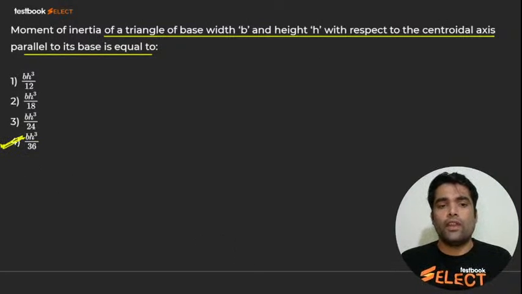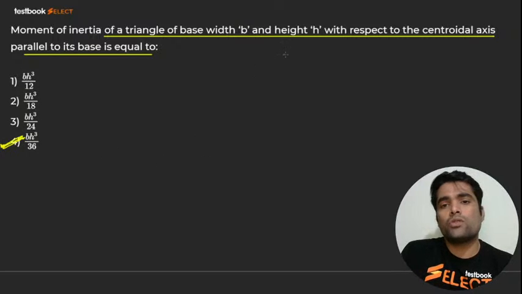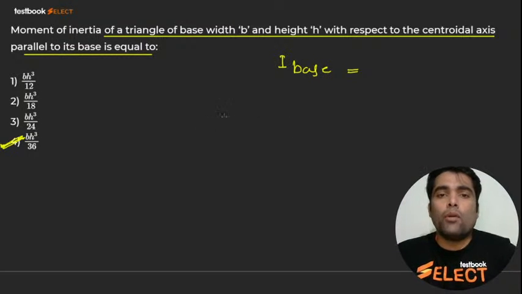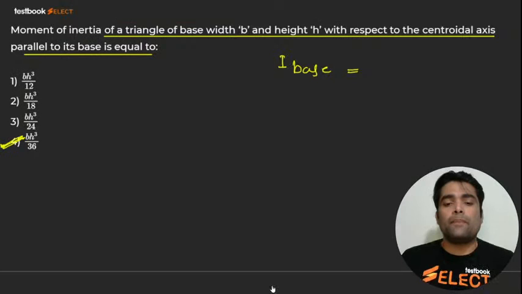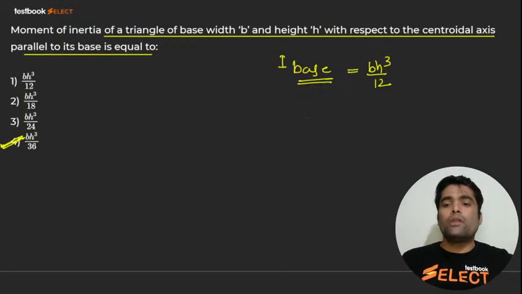Fourth one. Very good. What about this one, my dear? Please tell me. Fourth, very good. इसका भी क्या होगा? Fourth, very good, beautiful. And supposed to be, if they asked about the base, then what should it be, my dear? About the base, what is the moment of inertia? That will be, my dear, not BH cube by 36, but BH cube by 12. About the base only, okay? Base के about क्या होगा? BH cube by 12. Here I go for next.